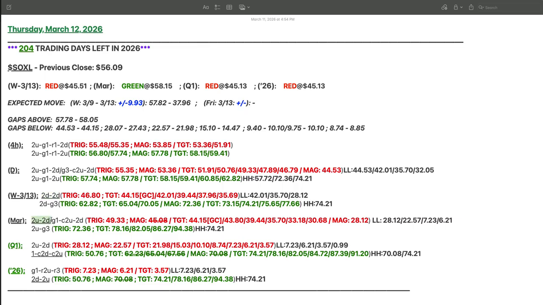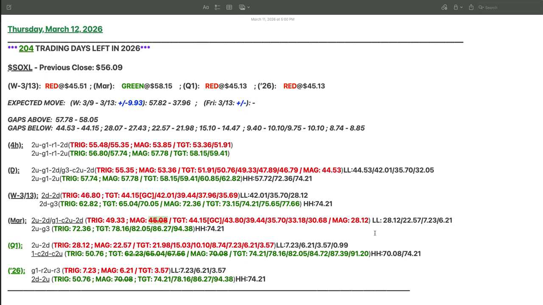On the month, we did trigger the 2 up, 2 down, and we reached magnitude at 45.08. Actually went a little bit below it, so we did trigger the 1 combo 2 up, 2 down. Let me go ahead and underline that. I don't know why it's not underlined. It was triggered, but again, we're not in force, right? We're not below that 45.08 level. So we would have to get back down to that level to re-trigger this 1 combo 2 up, 2 down, which does have a magnitude all the way down at 28.12. So bulls obviously don't want to see that.